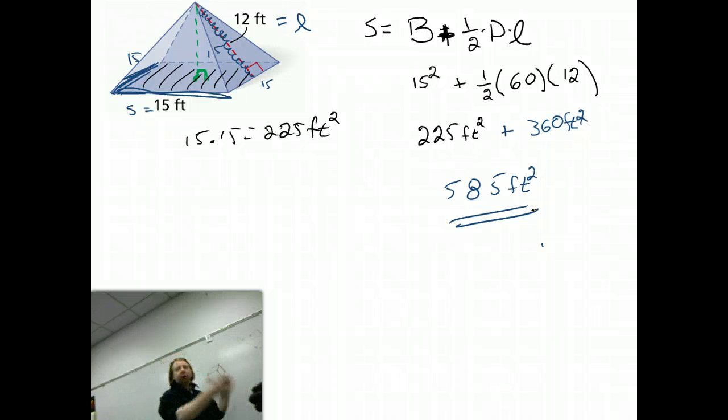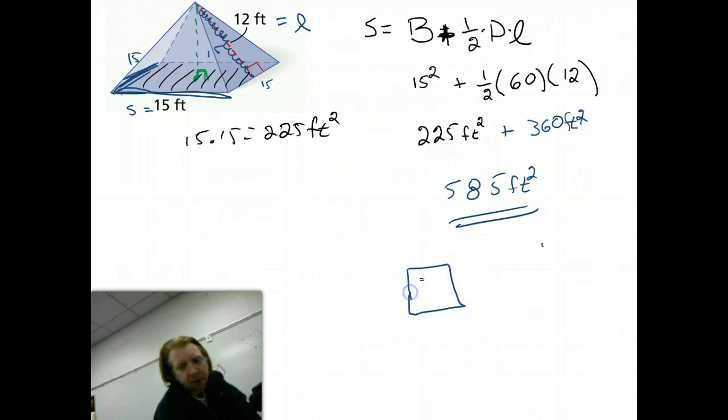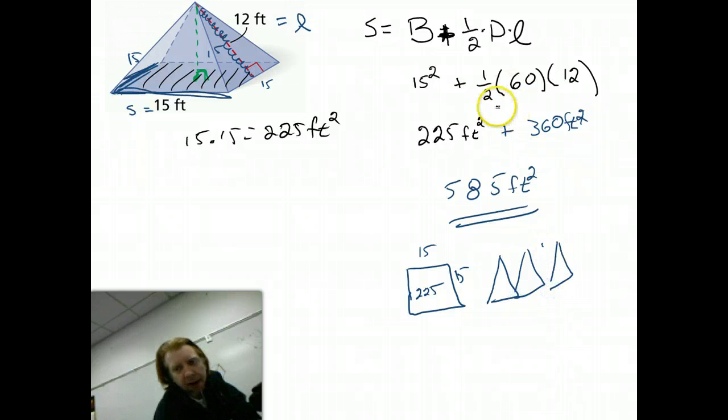Now, as I was saying when we looked at the formula, and people were like, if this formula itself is too hard to memorize, you can break it down into 5 distinct pieces. You have your base, which is a square, that I think we should be pretty good at saying, hey, that's 15 by 15, or 225. And then I have these 4 triangles. Half of 60 times 12. I've got my 4 triangles here.